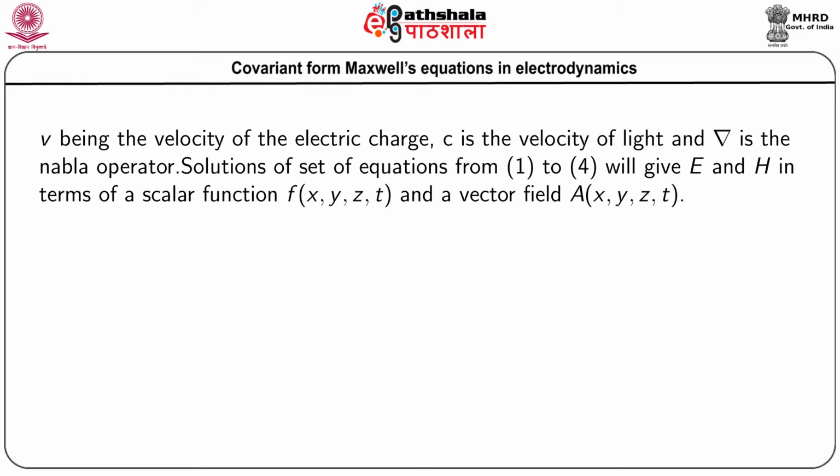Now, actually these Maxwell's equations are the relation between the electric field, the magnetic field and the velocity of light. These are the system of 4 differential equations, rather partial differential equations, and the solutions of this set of equations from 1 to 4 will give E and H in terms of a scalar function f(x, y, z, t) and a vector field A(x, y, z, t), because we are in 4 dimensions. So, the solutions will have the functions of 4 variables x, y, z and t.